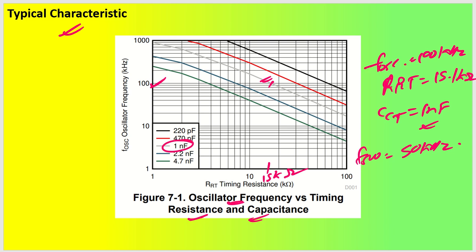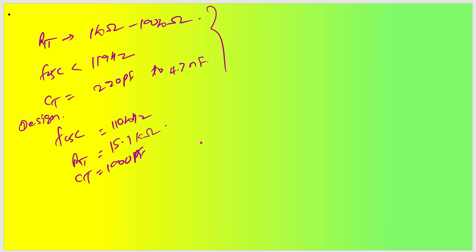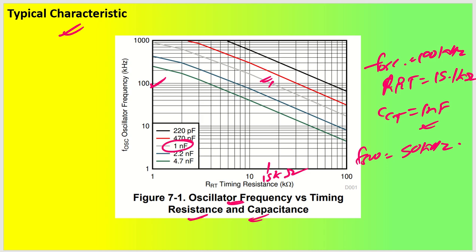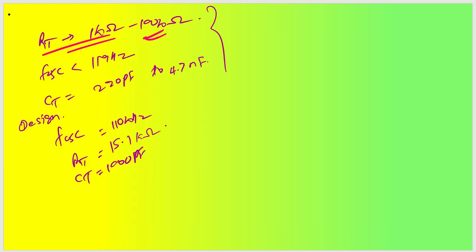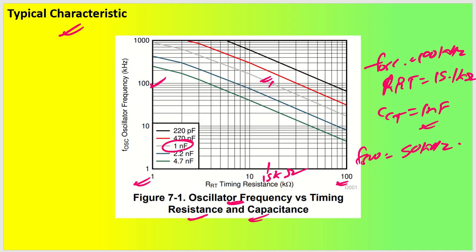If you want to have a calculation, I can show it to you. Let us say your RT resistor must be between 1 kilo ohm to 100 kilo ohm, that you can see here from the graph. Your oscillator frequency must be set to less than 1 megahertz, that is 1000 kilohertz. Your CT, that is the capacitor, will be used from 220 picofarad to 4.7 nanofarad maximum, as you can see.